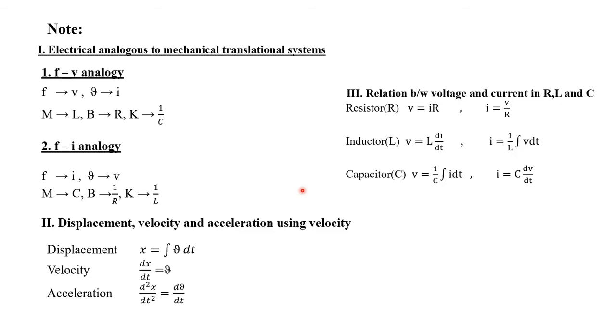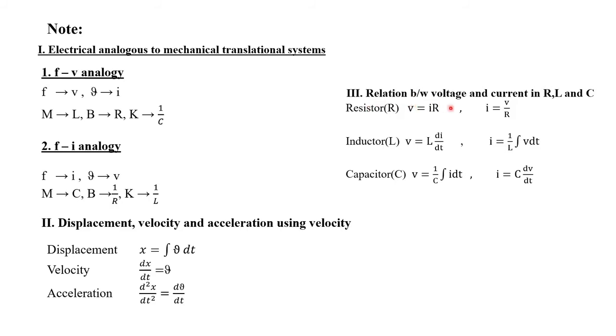So electrical analogous to mechanical translational system, we have force to voltage analogy. This we have derived and this also we have derived, force to voltage as well as force to current analogy. Now, what about the displacement, velocity and acceleration in terms of velocity? So this we know, isn't it? dx by dt is equal to v. From this we can get these two expressions that I explained already in the previous slide.